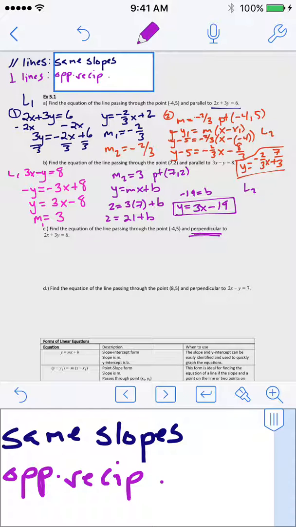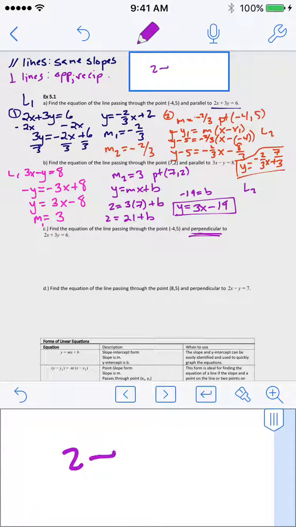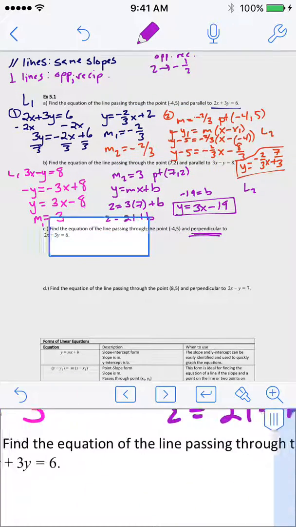Opposite reciprocal, and it has to be both, right? So 2 would become negative 1/2. So positive 2, positive goes to negative, 2 becomes 1/2. We can leave that a little note right here. 2 becomes negative 1/2. That's opposite reciprocal. Alright, let's go down and actually do that now.